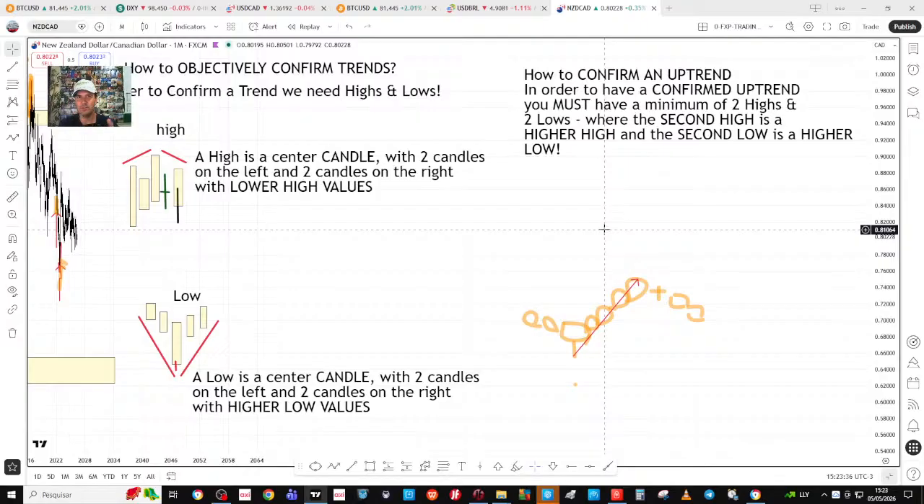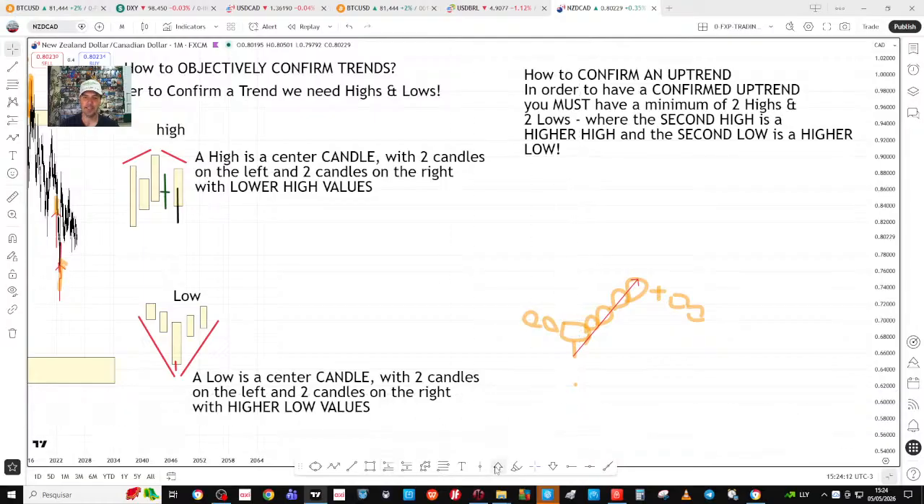Boss, I don't know. Read the rule. It's on YouTube, I believe, or Teams. How to confirm an uptrend? In order to have a confirmed uptrend, you must have a minimum of 2 highs and 2 lows, where the second high is a higher high and the second low is a higher low. Do we have it? Paul is saying, I don't know. Read the text, Paul. I'm joking. Alright. Mario is saying, no, of course not.